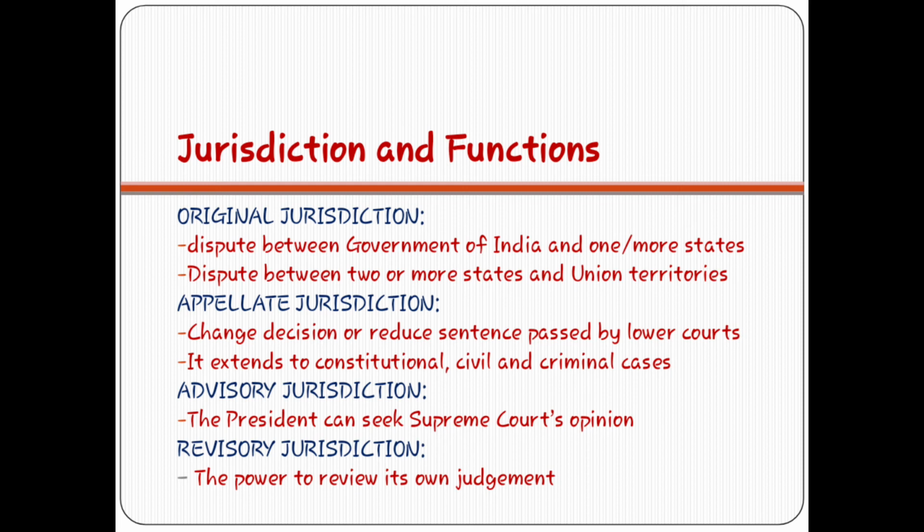Then we have revisory jurisdiction, under which, by Article 137, the Supreme Court is empowered to review any judgment or order made by it with a view to removing any mistake or error that might have crept into the judgment or order. So, in case the Supreme Court has given a particular judgment, but later it is found that there was some mistake or error, then this can be revised. This is because the Supreme Court is a court of record and all its decisions are of evidentiary value, and they cannot be questioned in any court. So, therefore, this goes as the revisory jurisdiction.